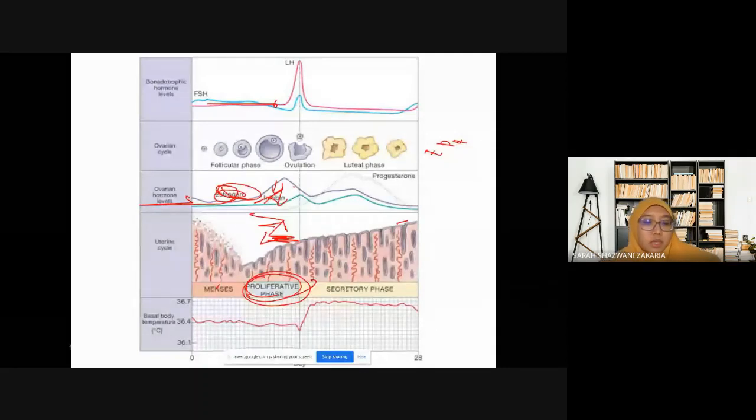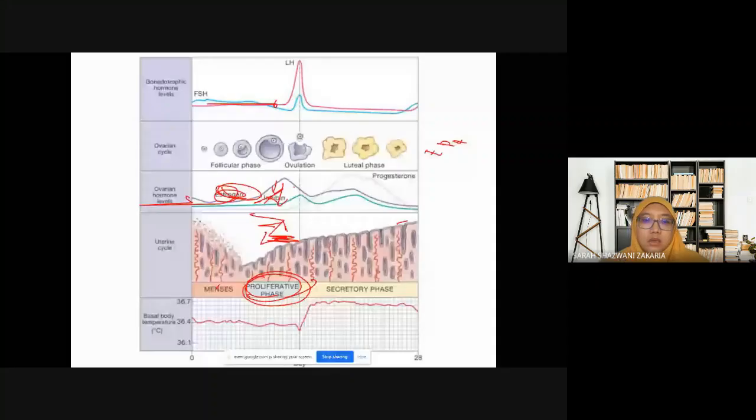So yeah, that's how you want to explain this case study example. Okay. So tadi kita cakap pasal birth control, I mean the emergency pill. Okay, this one.